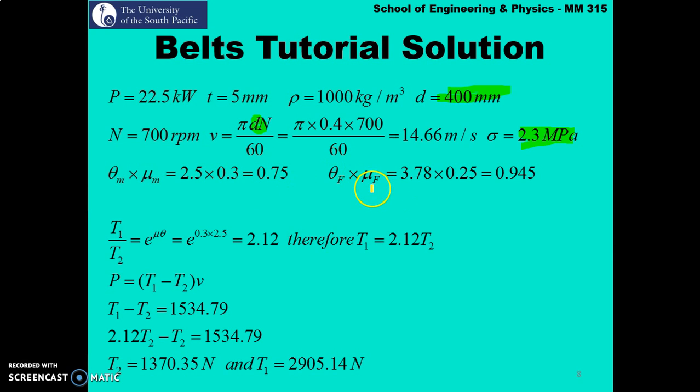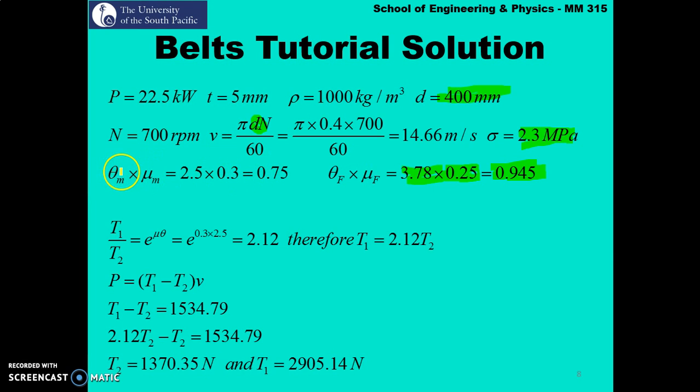And then I'm looking at the fan pulley. The lap angle for the fan pulley was 3.78, and the coefficient of friction of the fan pulley was 0.25. So once I do the product, I get 0.945. And in our lectures, I think it was given in our notes that we'll use the product which gives you the least value.